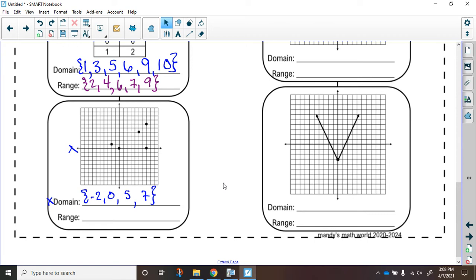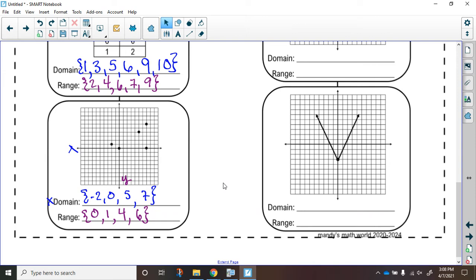For the range, I'm going to work from bottom to top. So my range is going to be 0, 1, 4, and 6. Again, I worked from bottom to top. And that would be how we would write a list of numbers given a discrete function.